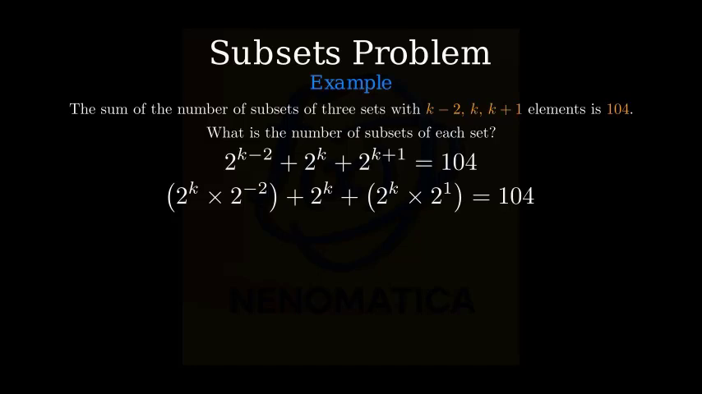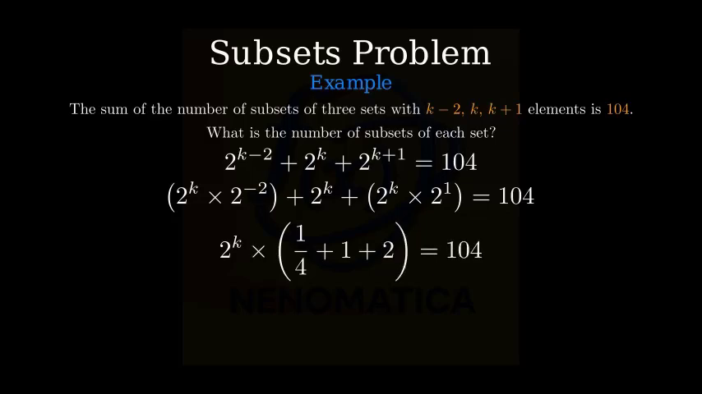We can write 2 to the power of k minus 2 as 2 to the power of k times 2 to the power of negative 2. We keep 2 to the power of k as is, and 2 to the power of k plus 1 can be written as 2 to the power of k times 2 to the power of 1. We can factor out 2 to the power of k from all 3 terms.